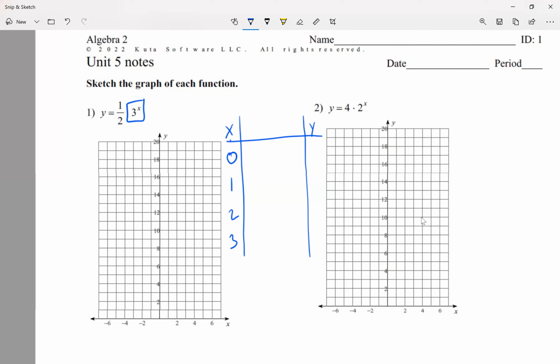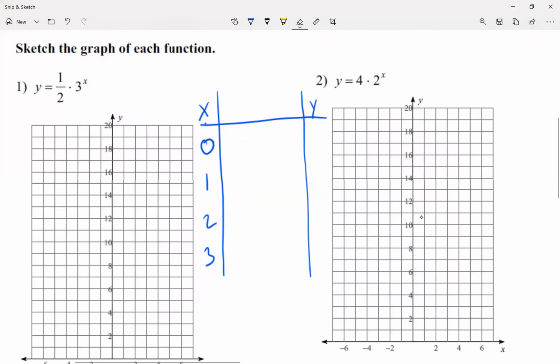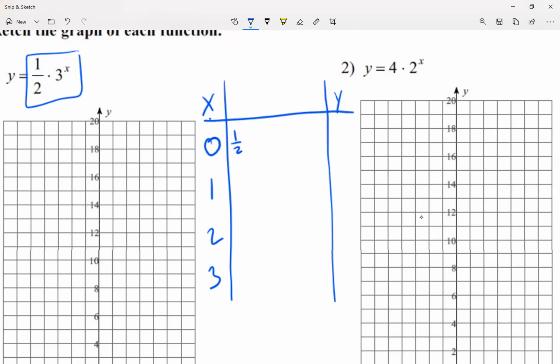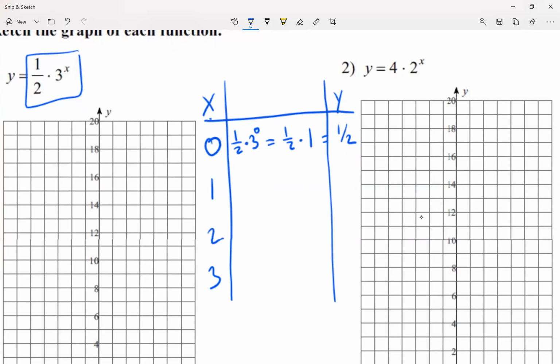All right, so I chose random values of x. Now I'm going to find the corresponding y value. The way I'm going to find that y value, I see my equation here, 1/2 times 3 to the x. So I'm just going to write that as 1/2 times 3 to the 0, right? Because I'm going to say x is equal to 0. That's basically 1/2 times 1, because anything to the 0 is always 1. 1/2 times 1 is equal to 1/2. So that's my y value. If you notice, I have one coordinate, x equals 0, y equals 1/2.